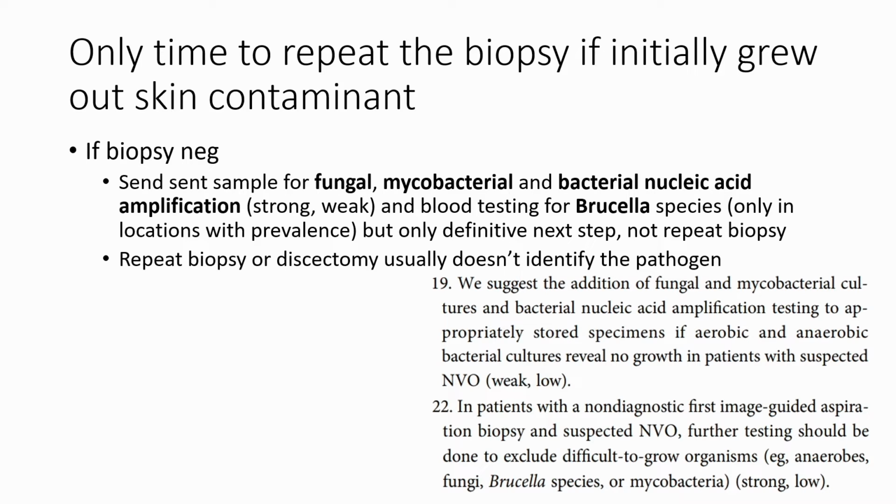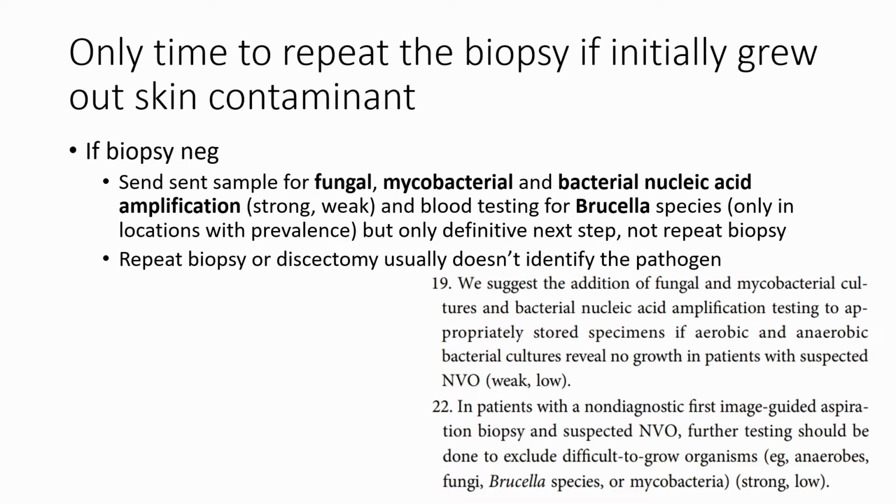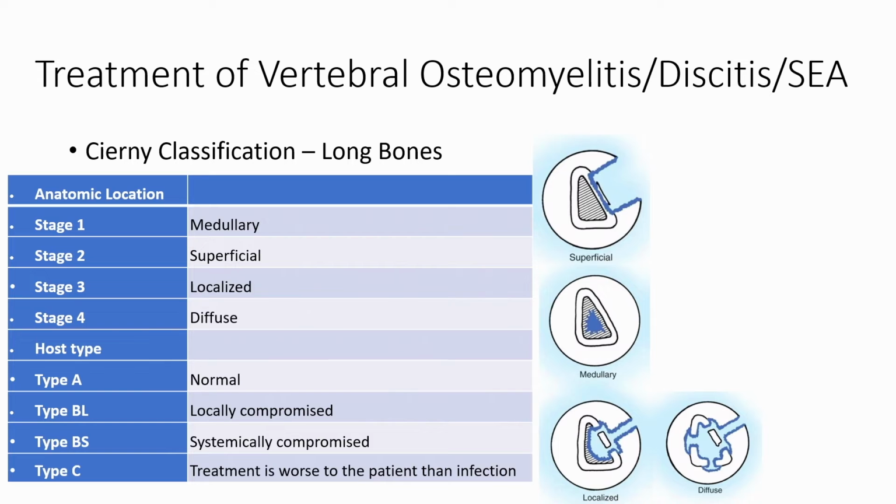The only time you ever repeat a biopsy in osteomyelitis is if it grew out a skin contaminant. If your biopsy is negative, then you should look for pathogens that are hard to grow out, like fungal infections, mycobacterium, and brucella. And if your culture is negative, consider getting a bacterial nucleic acid amplification to identify the pathogen. If you repeat the biopsy and it was negative, it's unlikely to identify the pathogen. So doing an open discectomy or open biopsy or percutaneous, you're not going to get a different result, so it's probably not worth the risk.